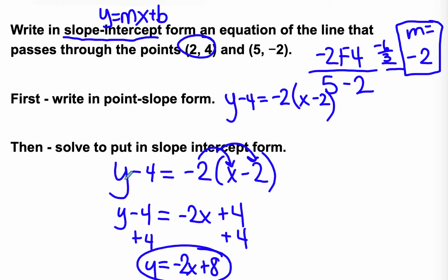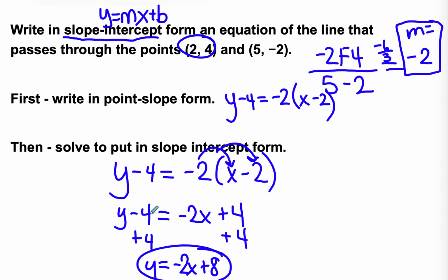All right, so our equation, same one from up here. Y minus 4 equals negative 2 times the quantity x minus 2. We have to get rid of the parentheses before we can start moving things from one side to another. So we do distributive property. Negative 2 times x is negative 2x. Negative 2 times negative 2 is a positive 4.